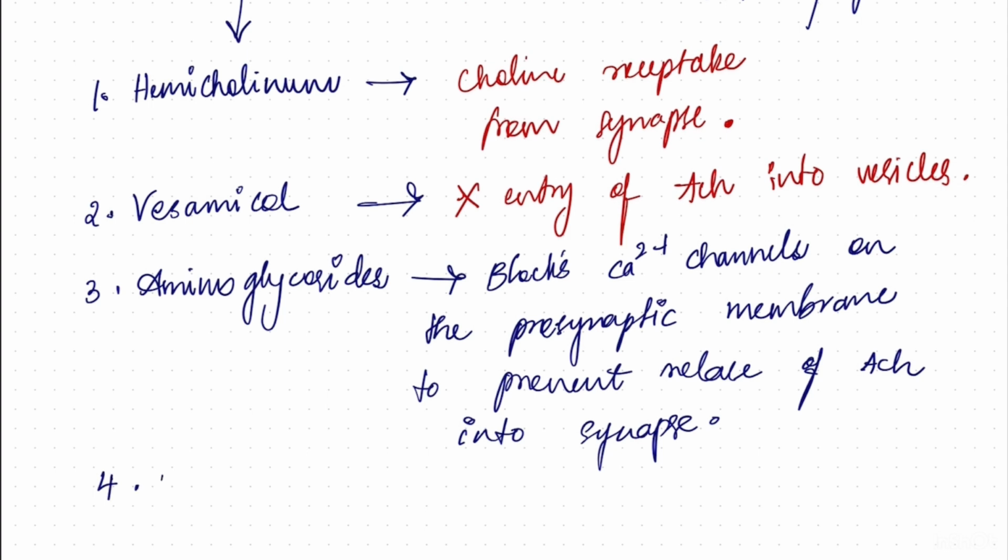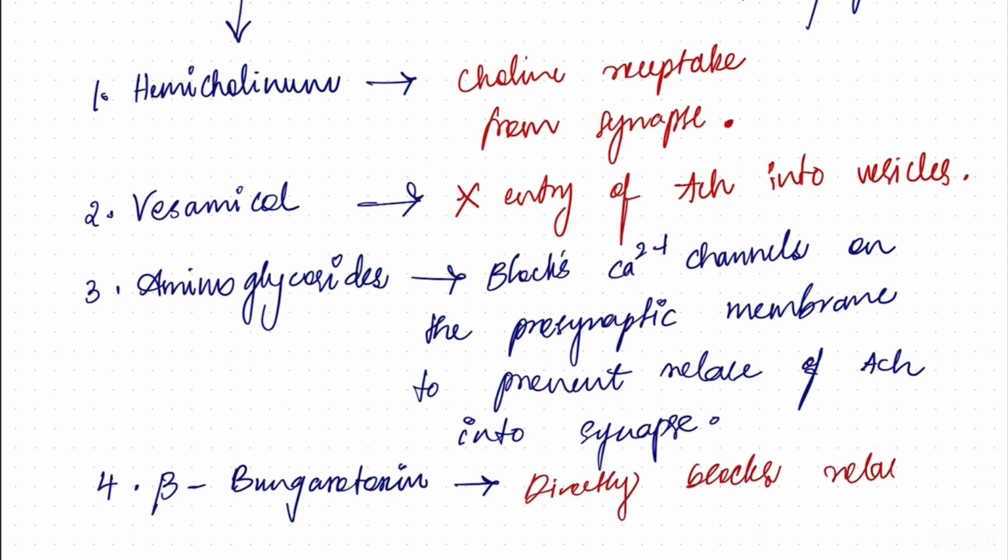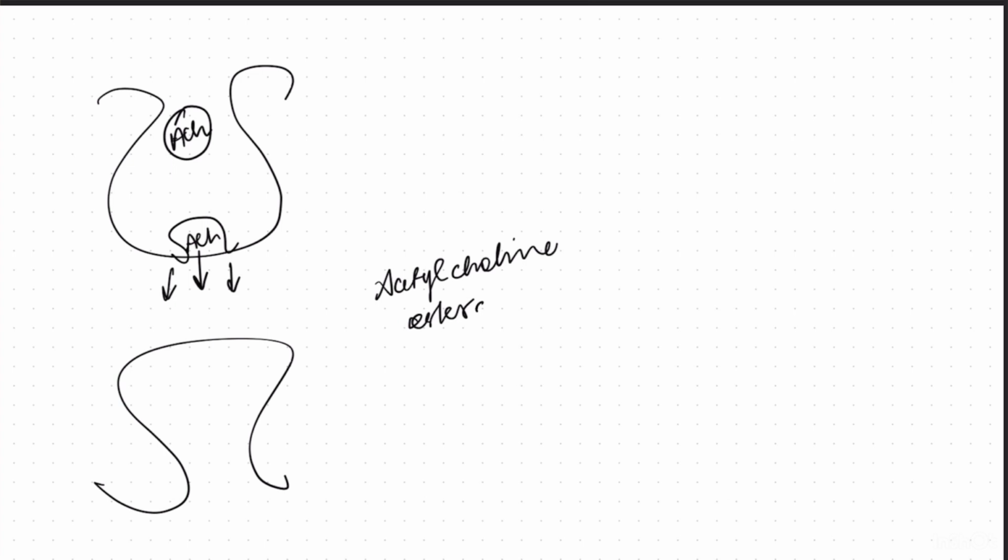And there are some drugs like beta bungarotoxin. It is the drug that directly blocks release of acetylcholine. It is the synapse, acetylcholine releases into the synapse, and there is acetylcholine esterase. Here calcium channels, receptors.